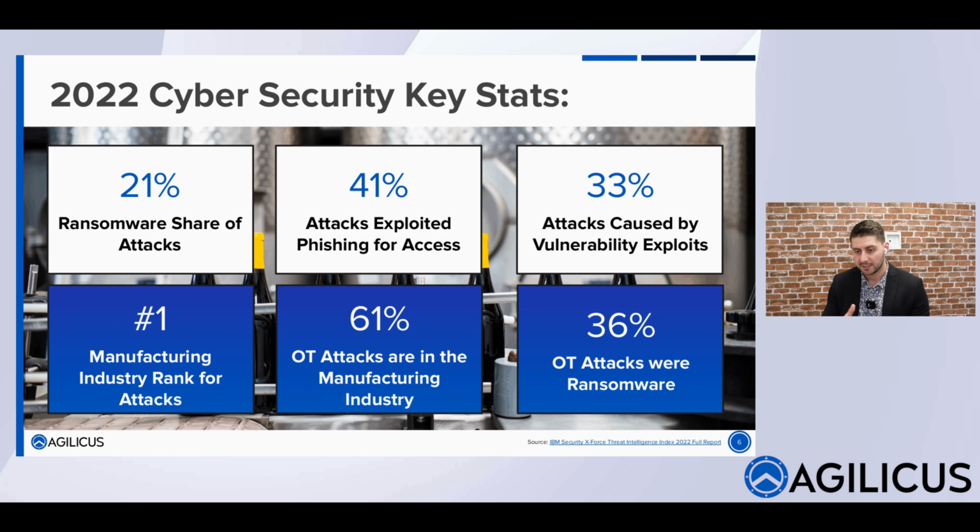With manufacturing specifically on the bottom line here, it ranks #1 for cyber attacks. It is the prime target. And 61% of all operational technology attacks live within the manufacturing industry. Of those 61%, 36 were ransomware, which is disproportionately higher than others. And when it comes down to it, it's clear that changes need to be made. New security measures need to be implemented.